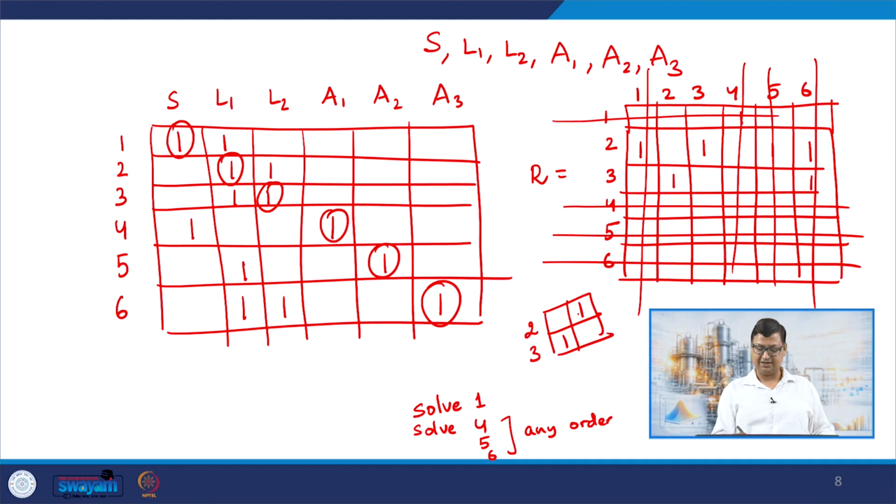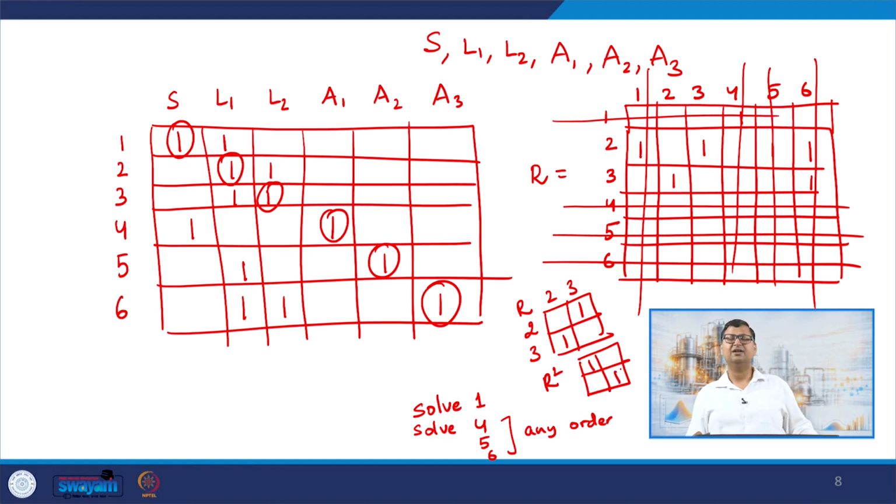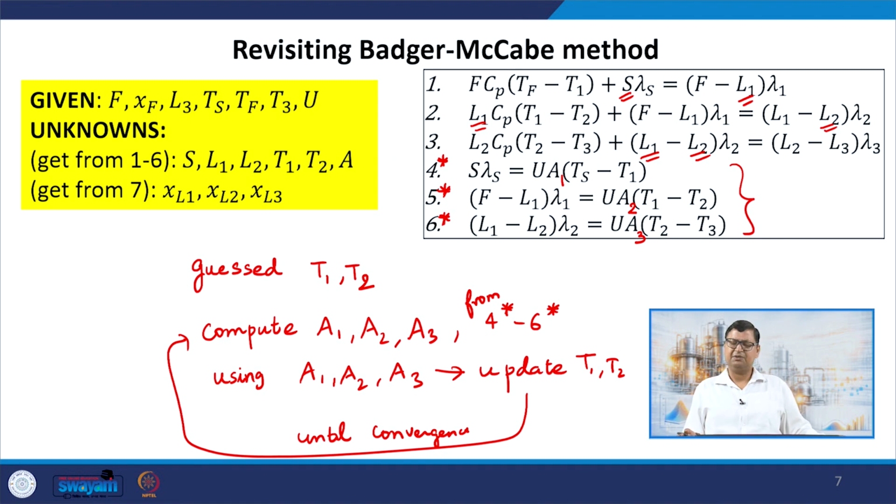It looks like that. If I take a square of this, as expected, I am going to get diagonal ones, and that means that we have a cyclical net of order 2 between 2 and 3. So we solve 2, 3 simultaneously in the first step and 1 after this, right? And now you can see this is pretty much what we did.